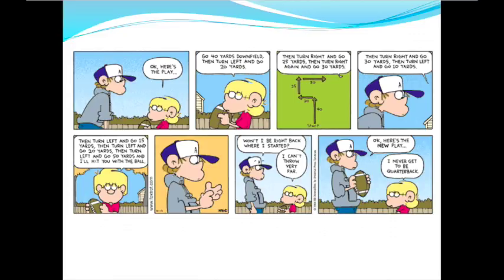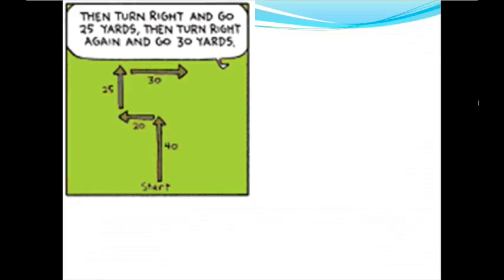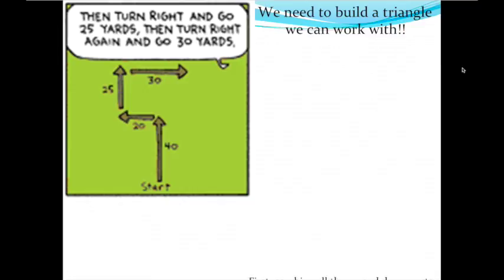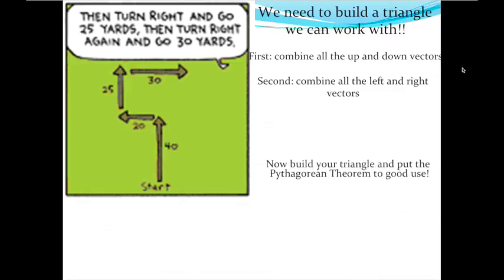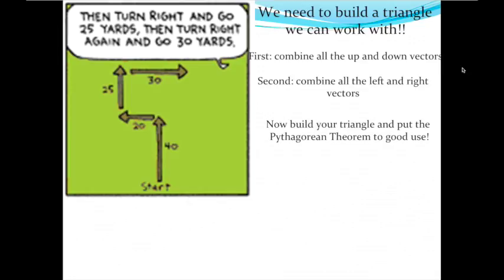I laughed. But what we're going to do is take this here and use it to help us solve the problem. What if it doesn't end up exactly in the middle like it did with Jimmy? So we're going to start here. We're going to go up 40 yards, then 20, then 25, and 30. We're going to follow a few rules that will help us build a triangle that we can work with. The first rule is we need to combine all the up and down vectors. The second rule is then combine all the left and right vectors. Then we'll use those to build our triangle, and we'll put the Pythagorean theorem to good use.